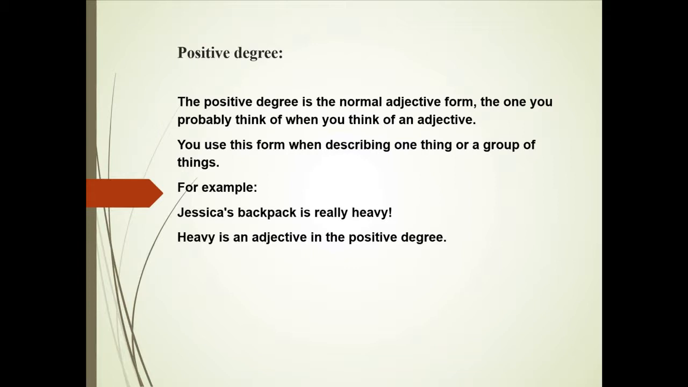At first, the positive degree. The positive degree is the normal adjective form, the one you probably think of when you think of an adjective. So whenever you are giving an example of an adjective, you are going to give the positive degree, right? You use this form when you're describing one thing or a group of things. For example, Jessica's backpack is really heavy. Alright, in this sentence, the word heavy is our adjective, which is in positive degree format.